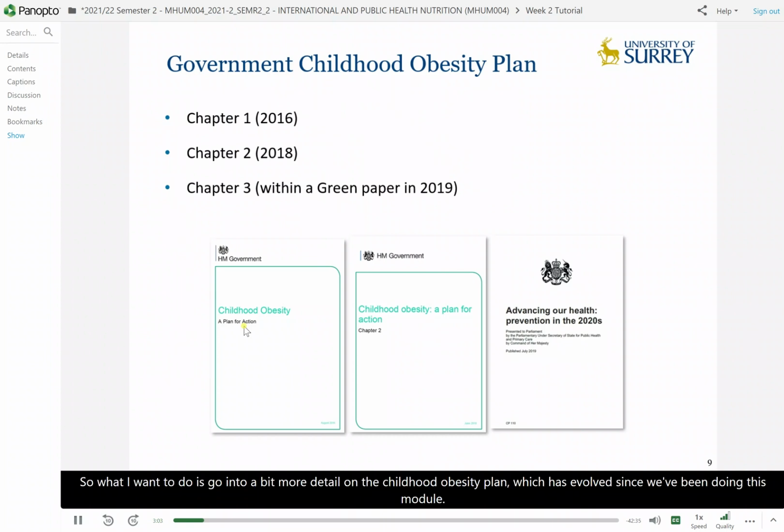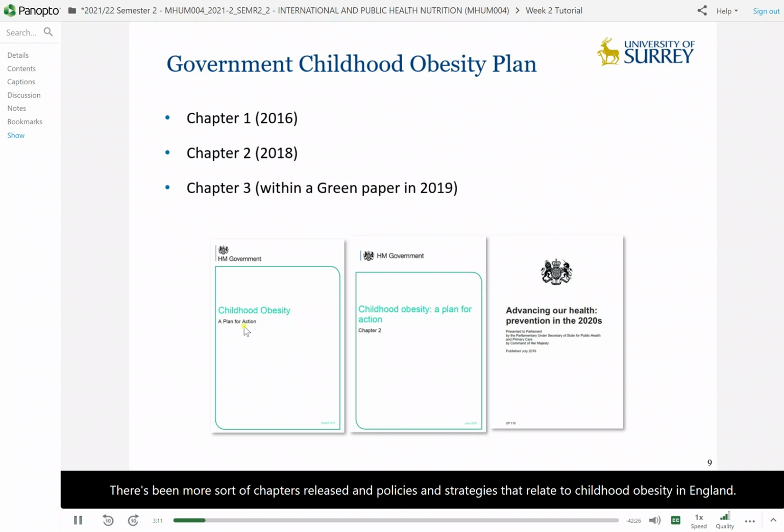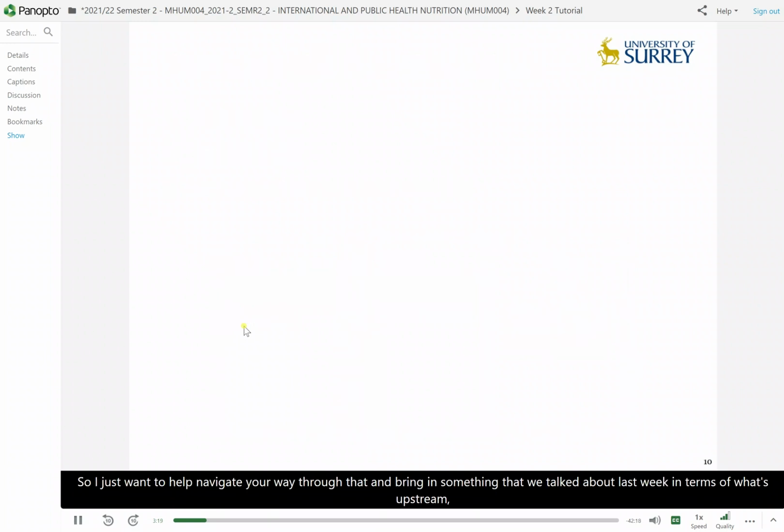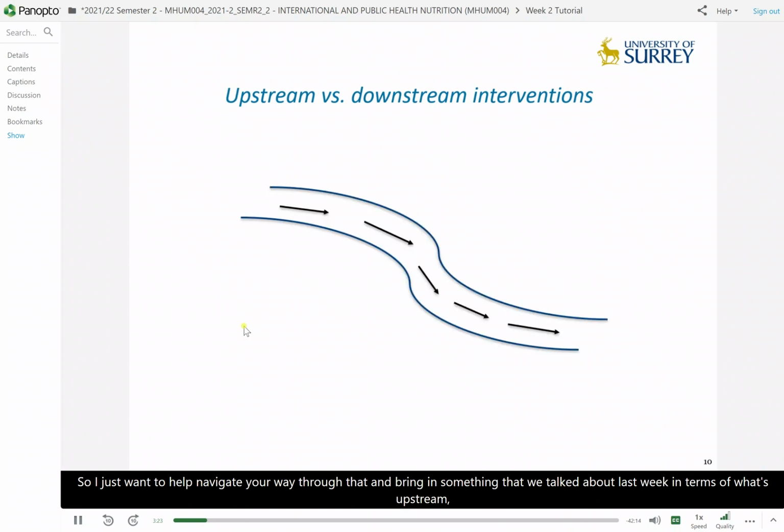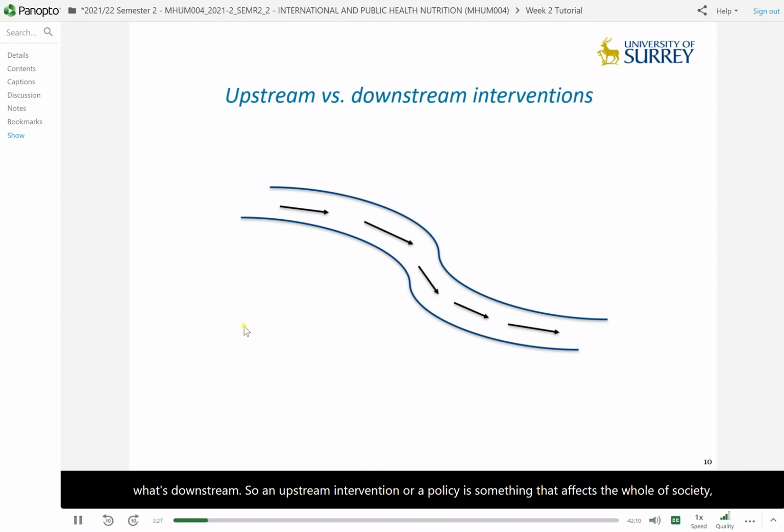So what I want to do is go into a bit more detail on the childhood obesity plan, which has evolved since we've been doing this module. There's been more chapters released and policies and strategies that relate to childhood obesity in England. So I just want to help navigate your way through that and bring in something that we talked about last week in terms of what's upstream, what's downstream.